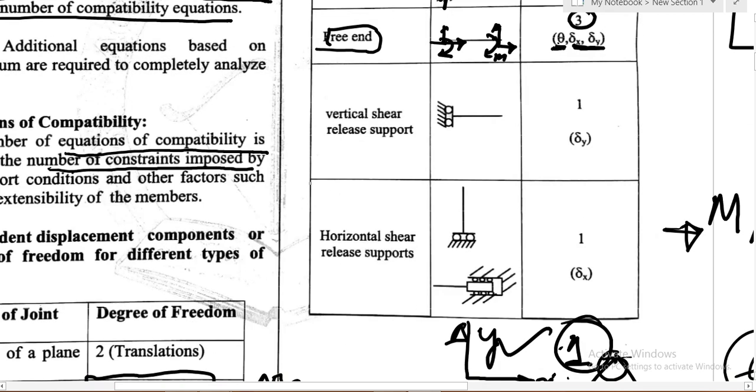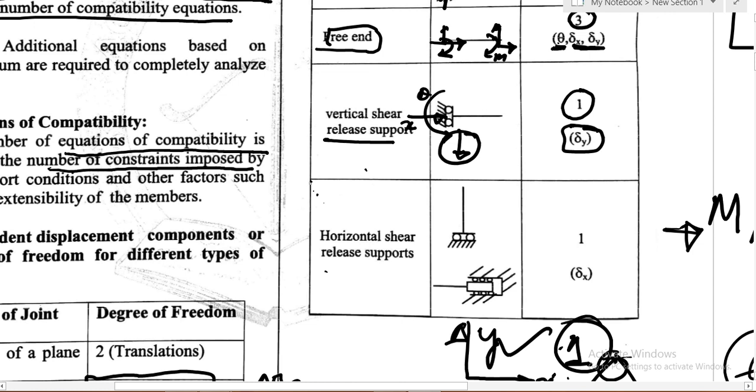Now you talk about the vertical shear support. This is called the vertical shear release support. In this support, the x part is not restricted, and rotation is restricted. So there is no movement of this support in the x direction, and angular deformation is restricted. So it can only move in which direction? It can only move in the y direction. So there is only 1 degree of freedom for the vertical shear release support, that is translation in the y direction.